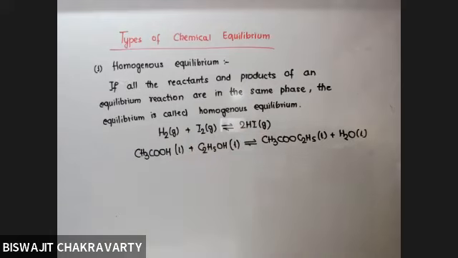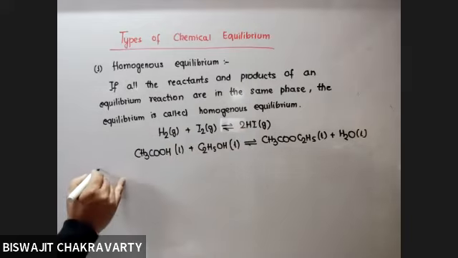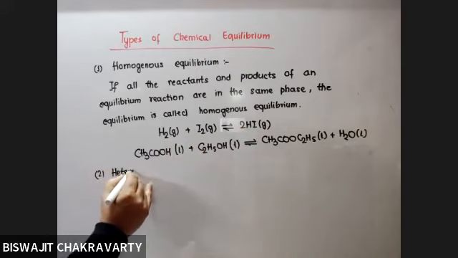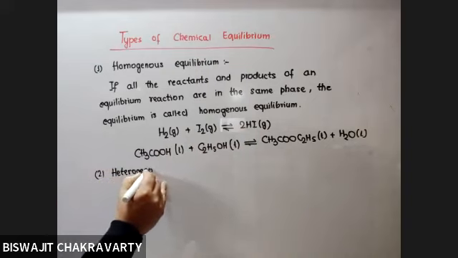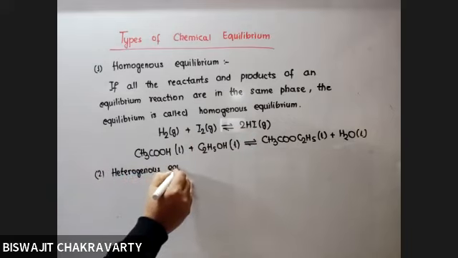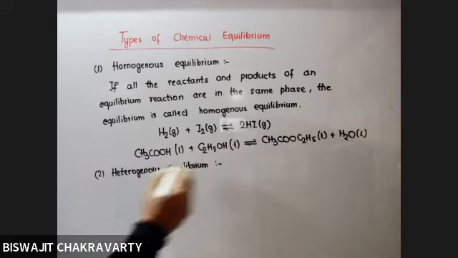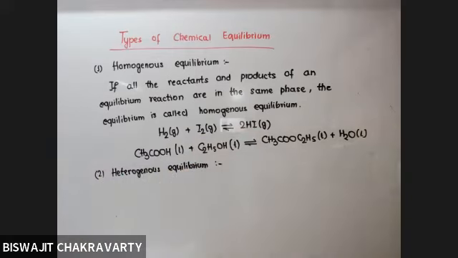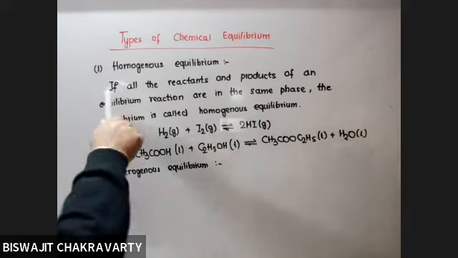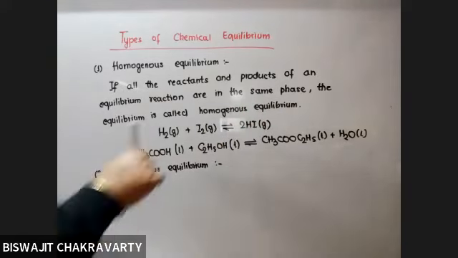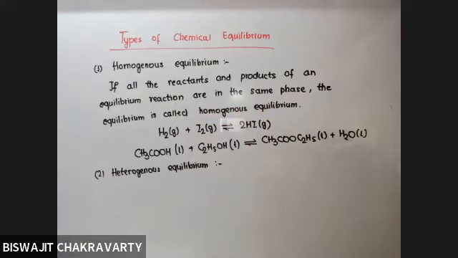But if the phases are different, they do not belong to the same phase, then they will be called as heterogeneous equilibrium. Heterogeneous equilibrium. It will be same definition. Khali difference to ki hobo? The reactions are not in the same phase.